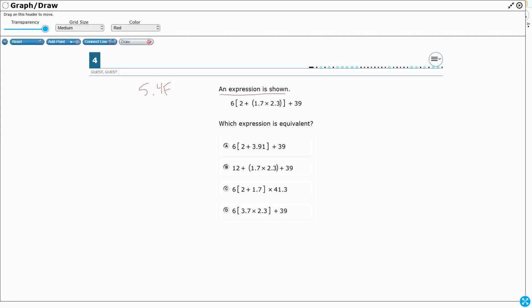Now what's interesting is, take a look at this. An expression is shown, but we need to find an equivalent expression. We're not simplifying all the way down. We're just going to simplify. Let's just do one level at a time. So we don't even need to get all the way down. We could check our answer that way.